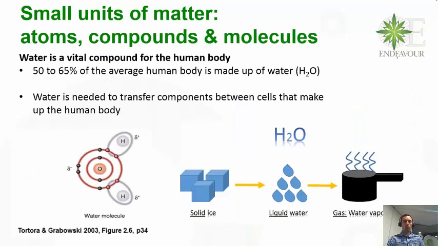So what makes water so vital to the human body? Well, for one thing, roughly half the body is actually made up of water. And one thing you might not know is that as well as the body having so much water in it, the cells actually have a lot of water in them as well. So the movement of water in and out of cells actually allows different components to be transferred between cells, which is also really important. So just a couple of reasons why the water content of the body is so vital.